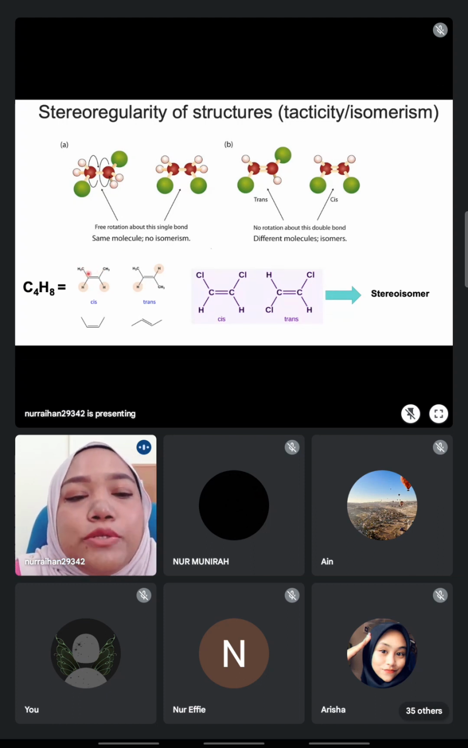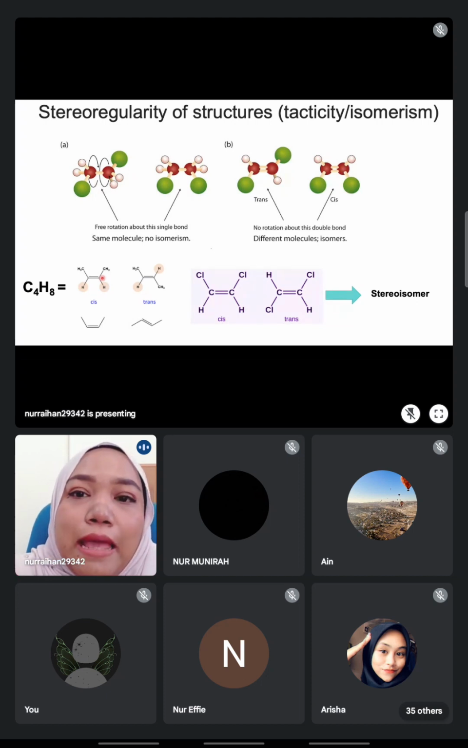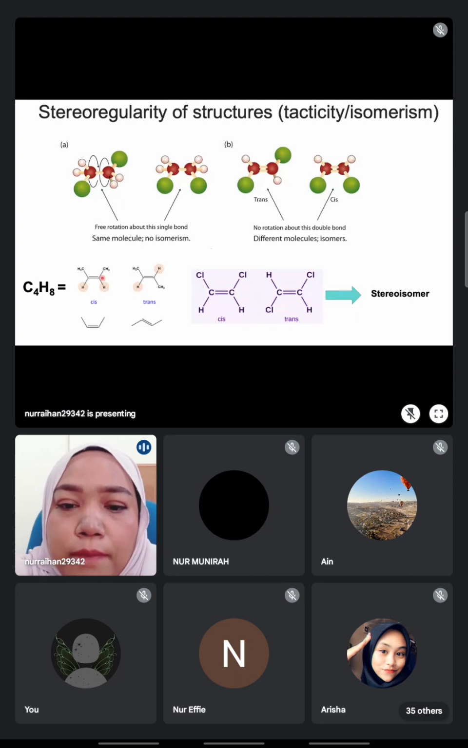Okay, so when CH3 are at the same side, like isotactic polymer, they can have a good arrangement. Okay, they can form a packed arrangement. So the polymer will be more crystalline.